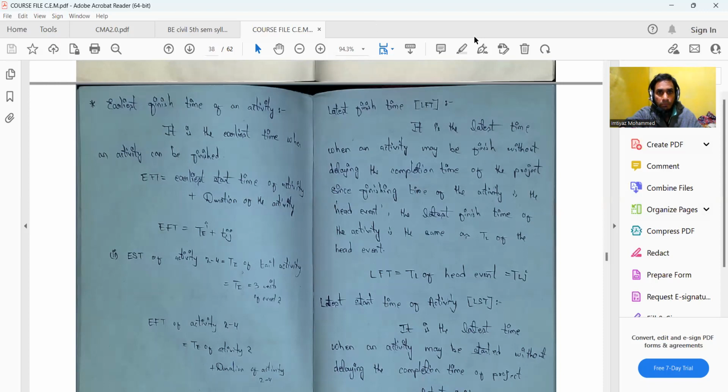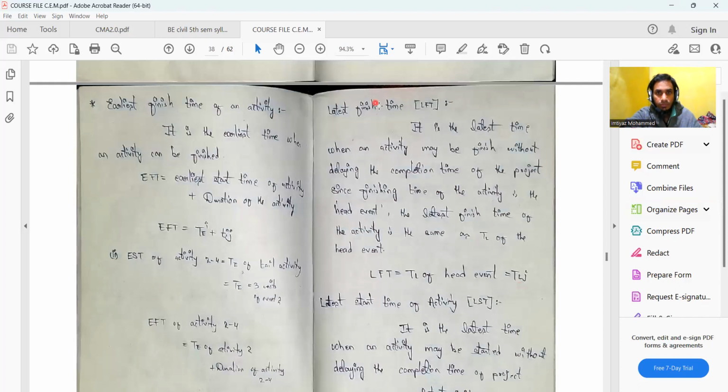Finally, I could get some tools over here. You can see here, the latest finish time of the activity is the same as TL of the head event. So make sure that you understand this. LFT is equal to TL of head event, known as TLJ. So J will be on top, L will be written at the bottom, friends. Just make sure about that. So now LFT is equal to TL of the head event, TLJ.